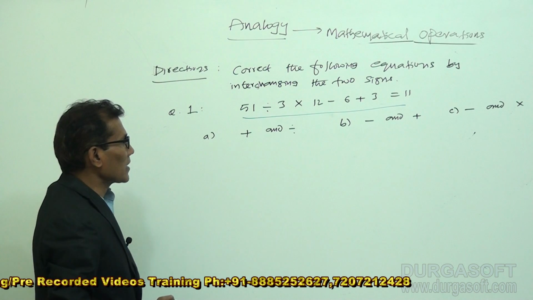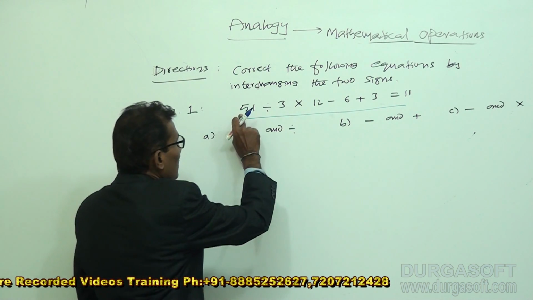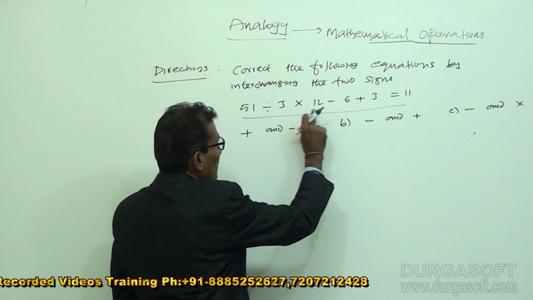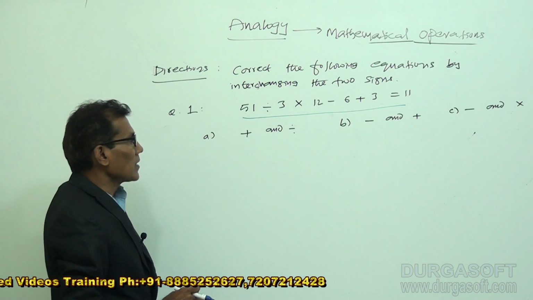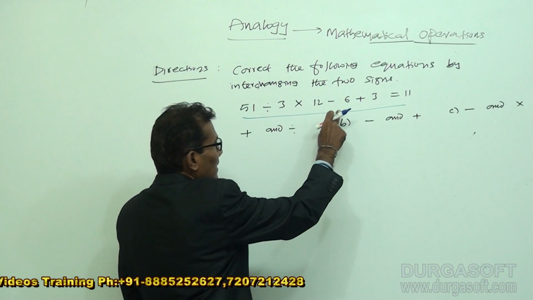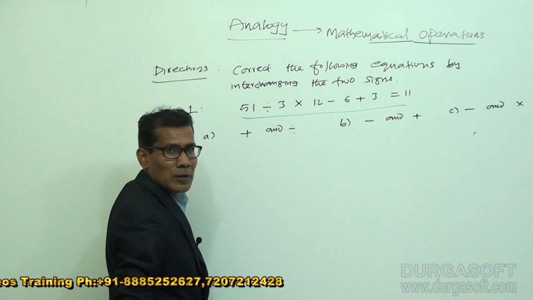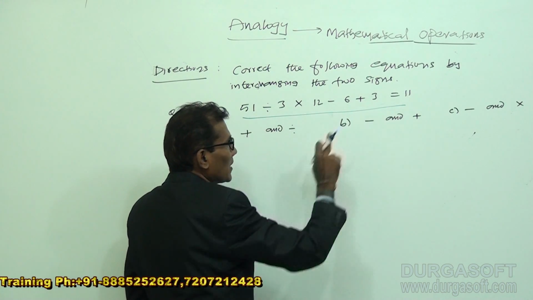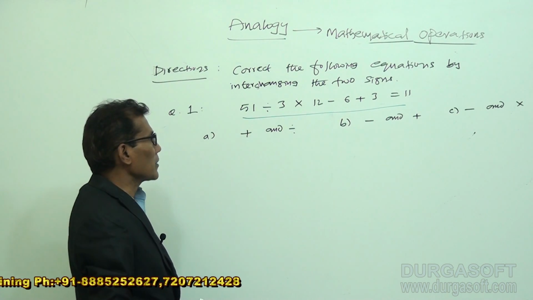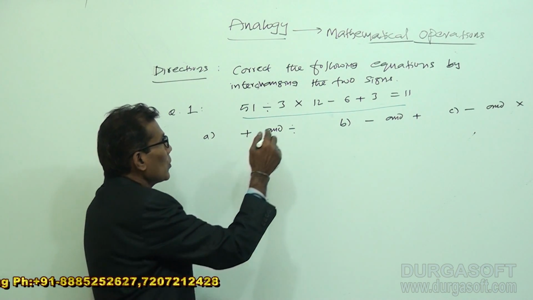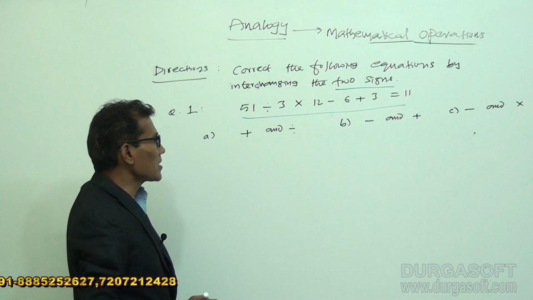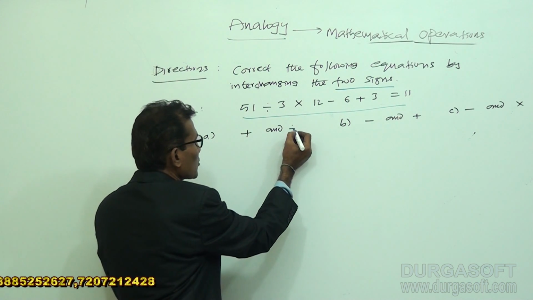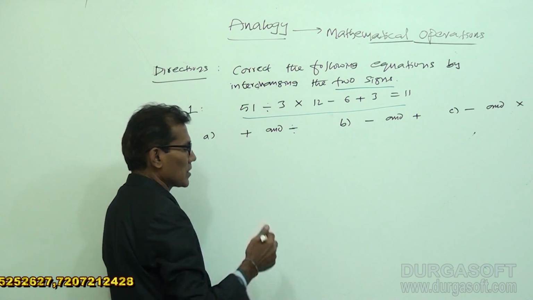It is asked to correct. After operating all these operations, the result must be 11. But if we operate this exactly like this, the equation may not be correct. Means this is not going to give the 11 according to the given question. By interchanging only two signs, the result should be 11. So according to the instruction, which are the two signs that should be interchanged in this equation.